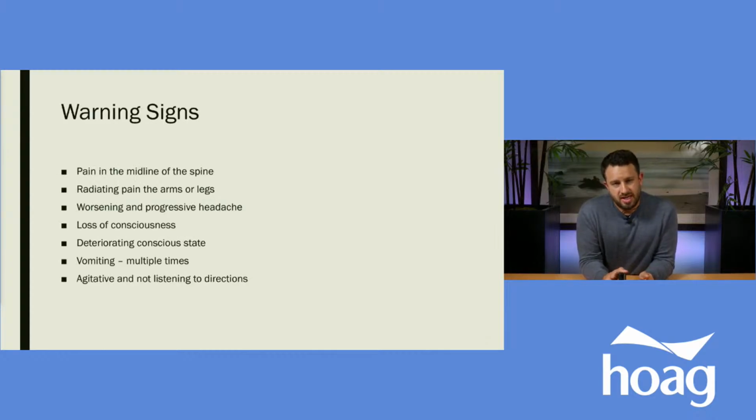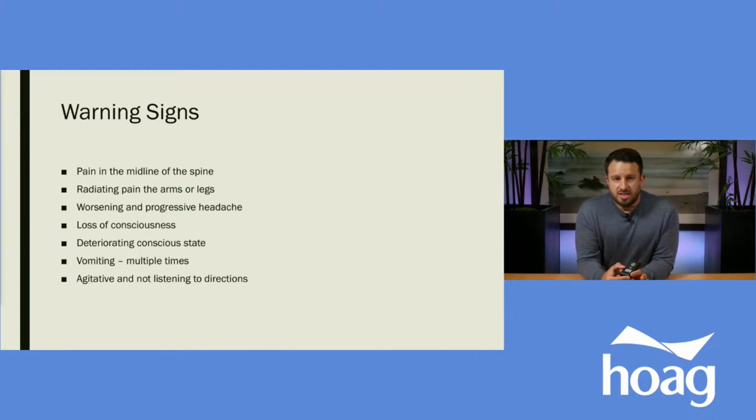So here are some of the warning signs that maybe we need to call the ambulance or have someone be seen sooner rather than later. Pain in the midline of the spine, that could indicate that there's a fracture. Radiating pain into the arms or legs, that can be seen with nerve irritation. So there are small exits out of the cervical spine where the nerves leave the spinal cord that control the neck and the upper extremity. So if you're having pain radiating down into both arms or legs, that would be a warning sign that there could be something additional beyond a concussion going on.